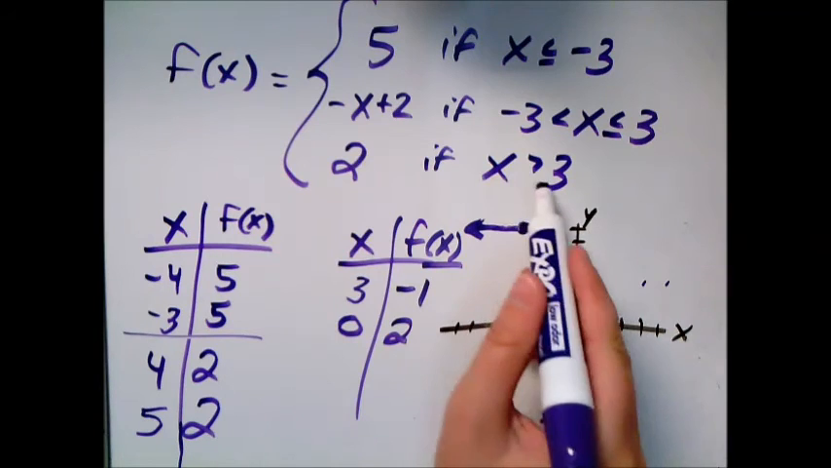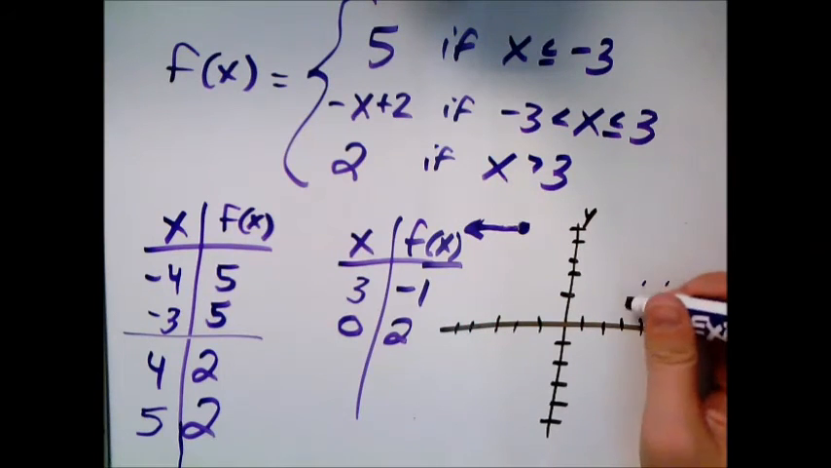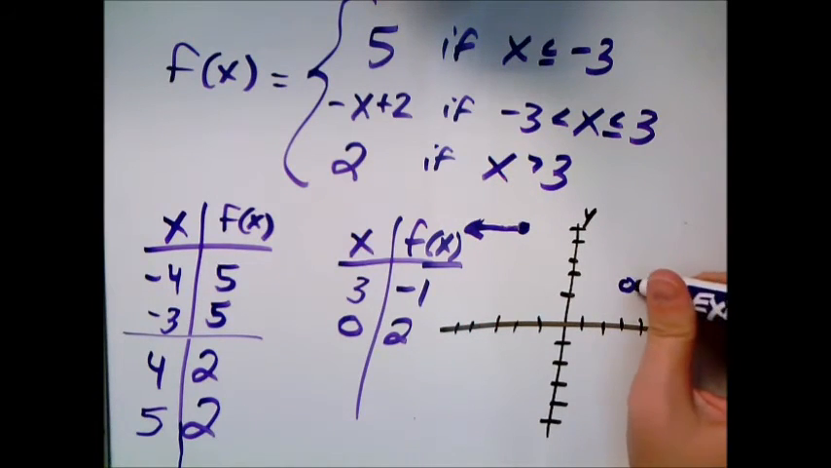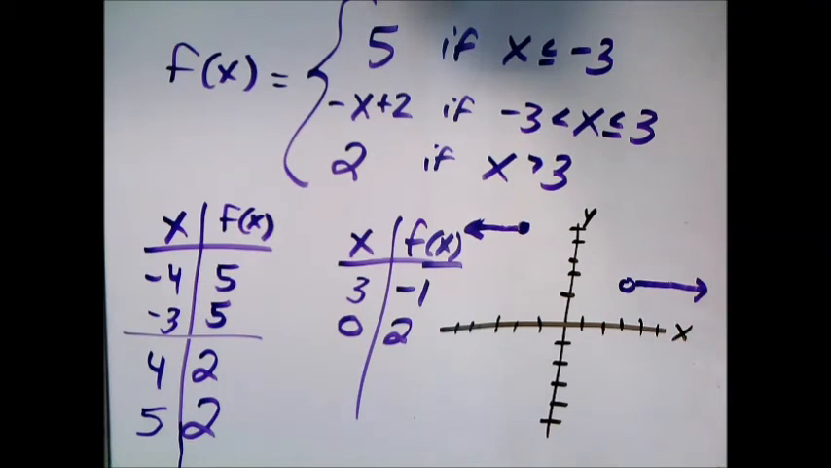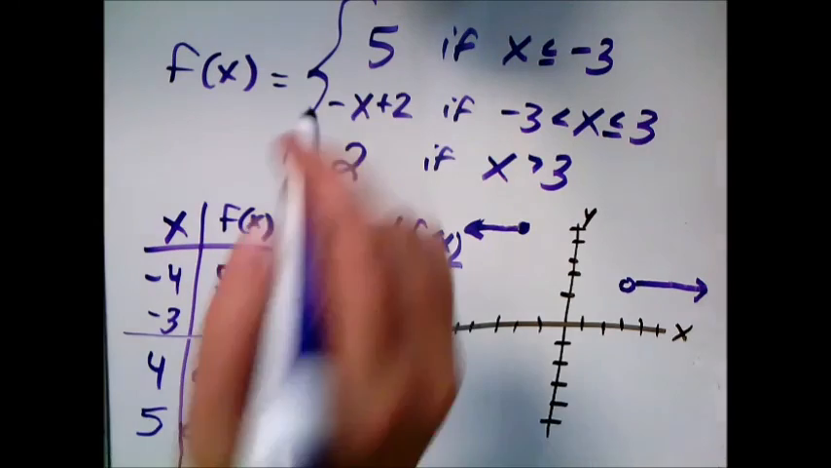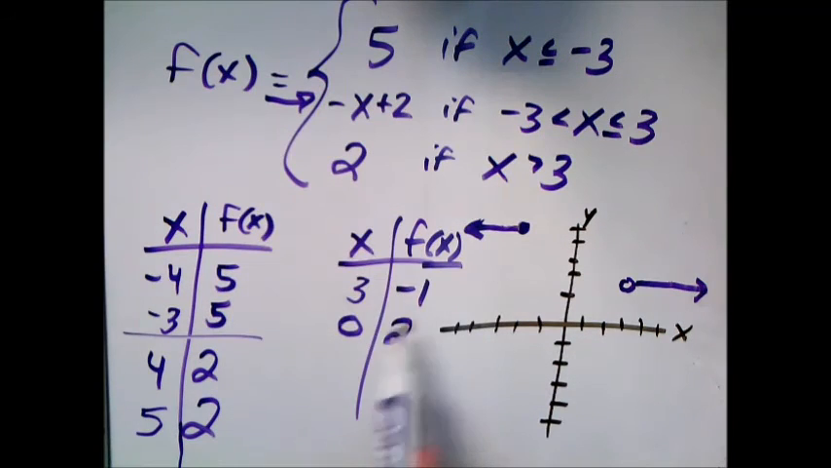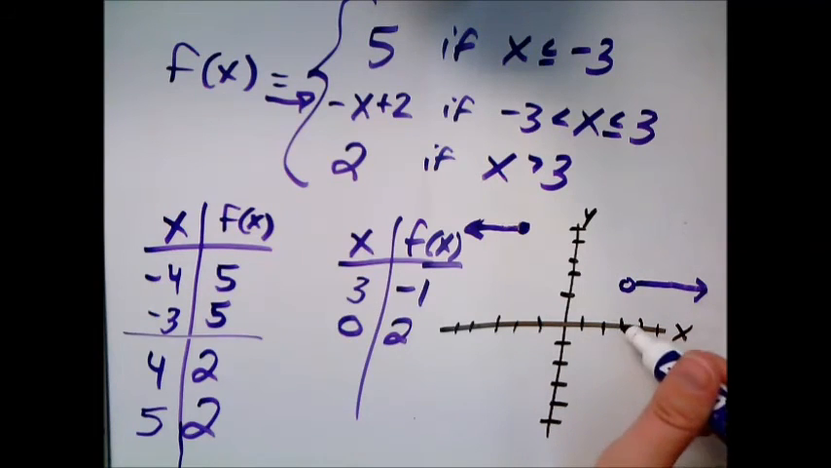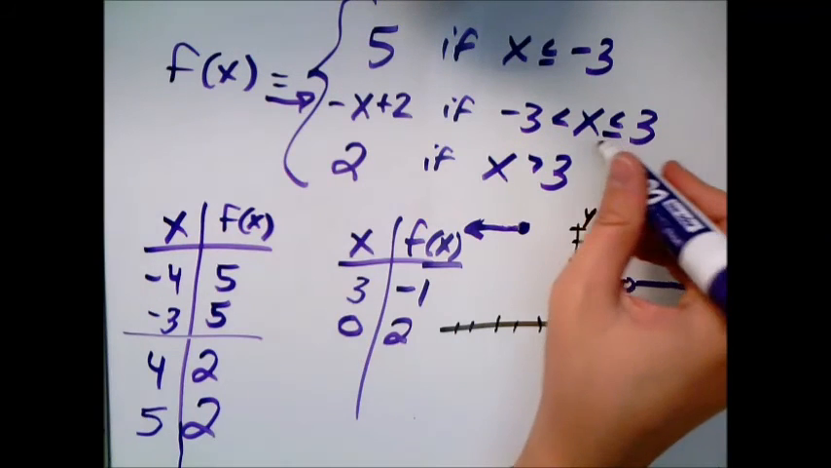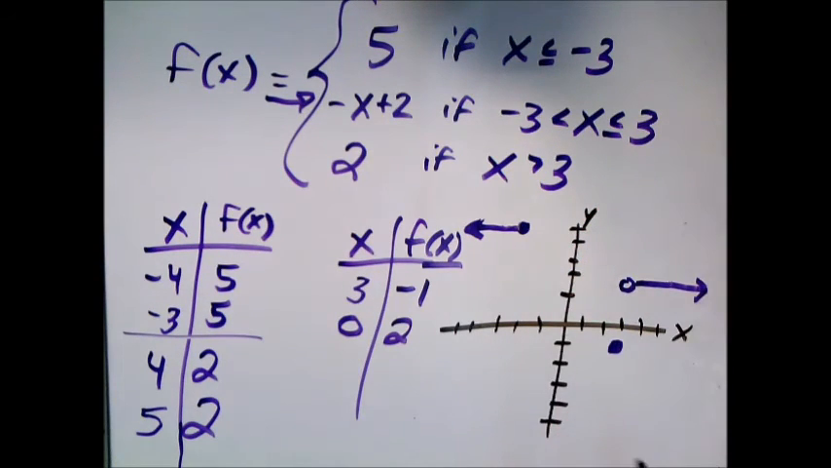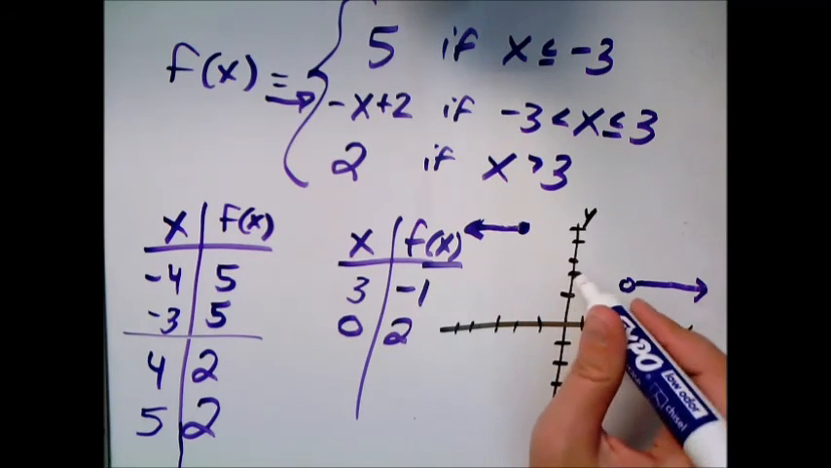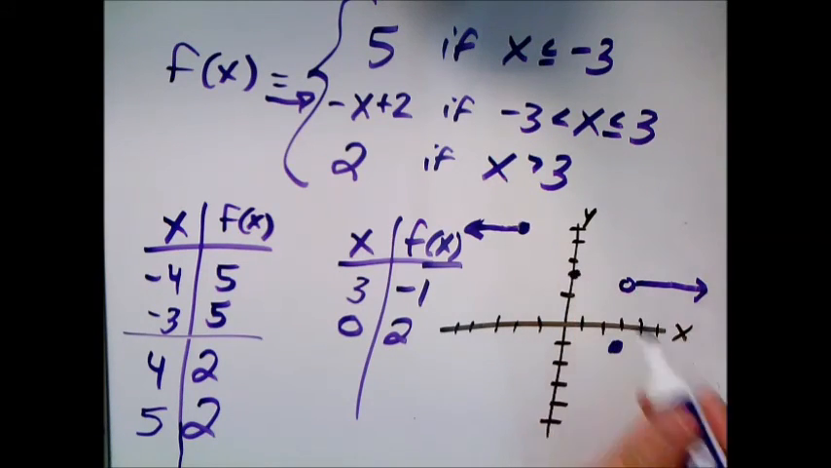Well, where does that go to? It really starts out at 3, but it's not including 3. So make sure I put an open circle, and I get a horizontal line there. All right, so the only thing I have left to graph is, what does this middle portion look like? Well, I have a couple points on it. I know that I have 3, negative 1. So over 3, down 1. And that one's included, right? Because I can put 3 in there. It's less than or equal to 3. And then 0, 2: x is 0, and I go up 2, so here.